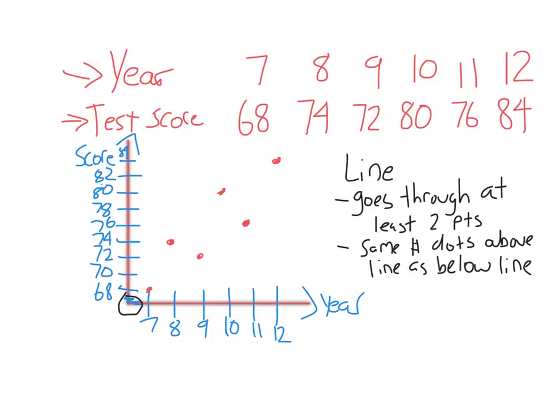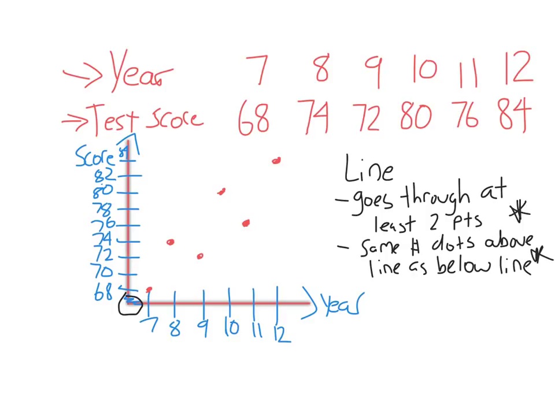We want to draw the line subject to these two conditions. We need the line to go through at least 2 points so we can find the equation of that line. We also want roughly the same number of points above the line as below the line. Now, it may not always be possible for you to get that exact, but just try as best you can to have the same number of scores above the line as below the line. So let's look again at our scatter plot and let's draw a line that satisfies these two conditions.